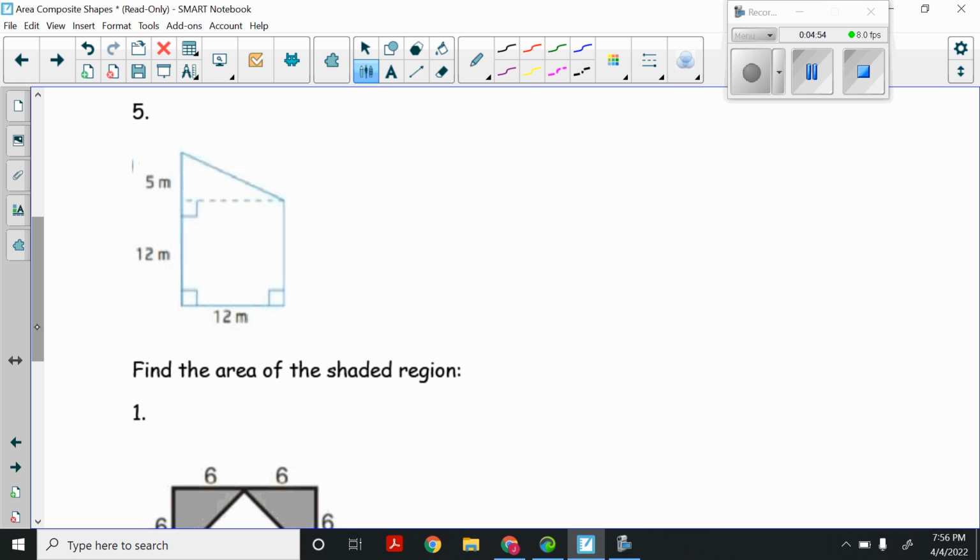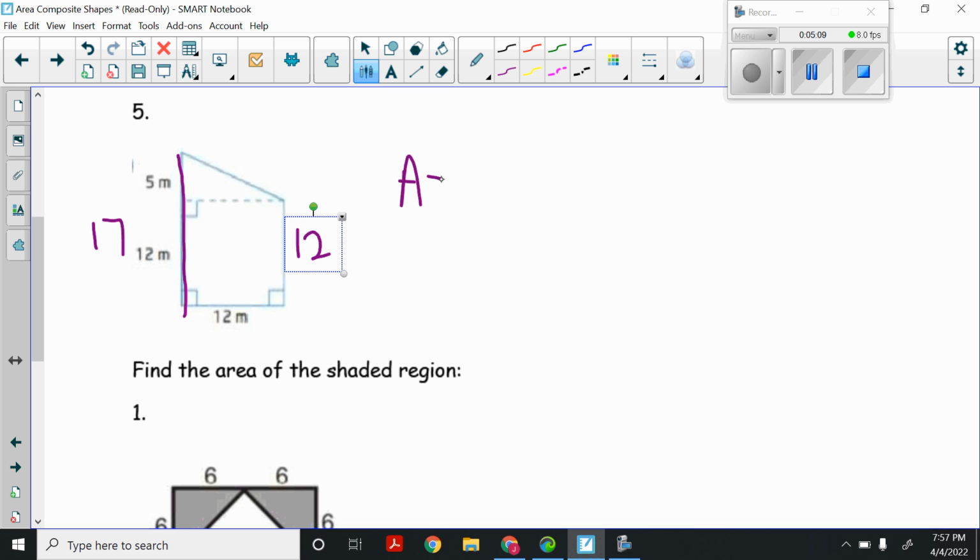I look at number 5. Number 5 looks like I have a trapezoid here, right? So this entire base down here is 17. The top base is 12.